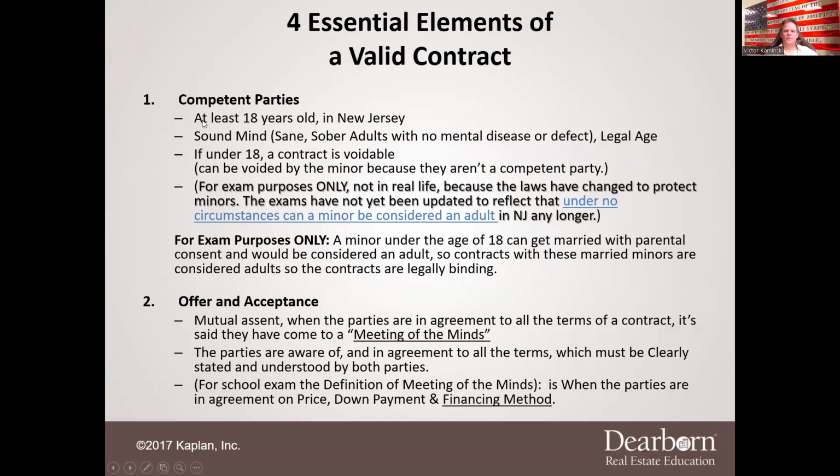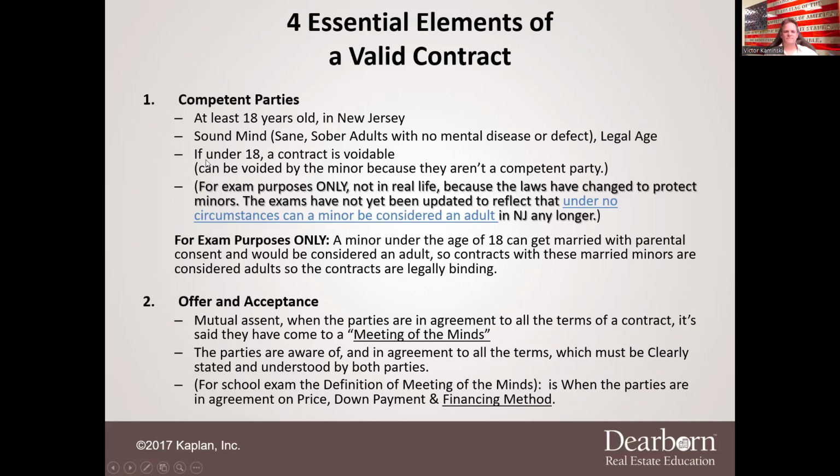All right, so competent parties: you have to be at least 18 years of age or older in New Jersey to be a competent party, because anything younger is considered a minor. You have to be of sound mind, sane, sober adults with no mental disease or defect.